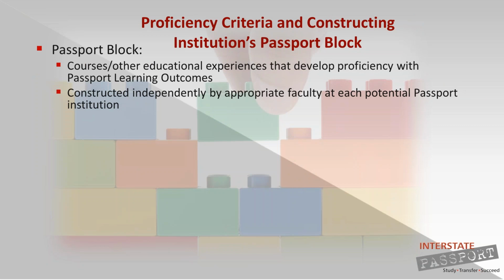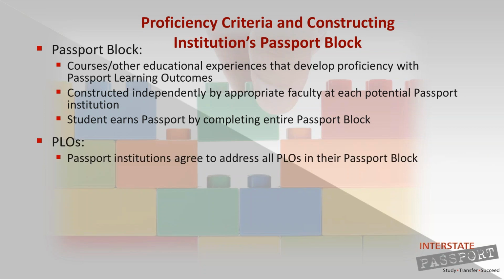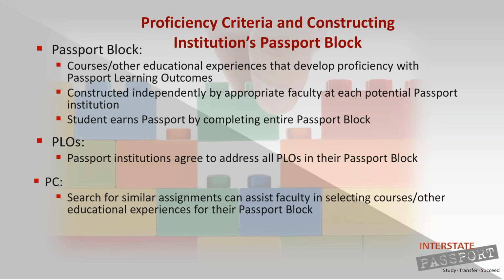They are constructed independently by appropriate faculty at each passport institution, and a student earns the passport by completing the entire passport block. The PLOs are agreements that passport institutions have among themselves, and their passport block will address all of the learning outcomes. The proficiency criteria, as Terry has described, are examples of assignments that are now being used, and they can be useful in looking for courses or other educational experiences that would fit in their passport block.